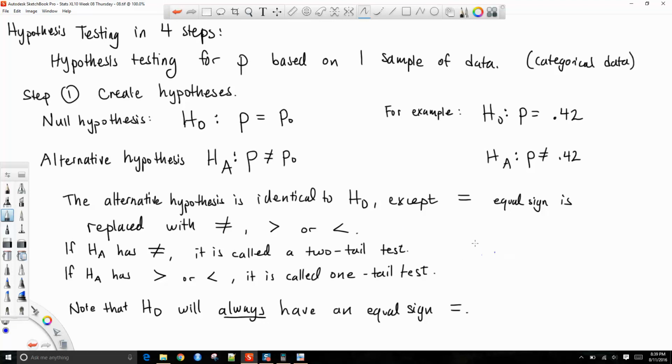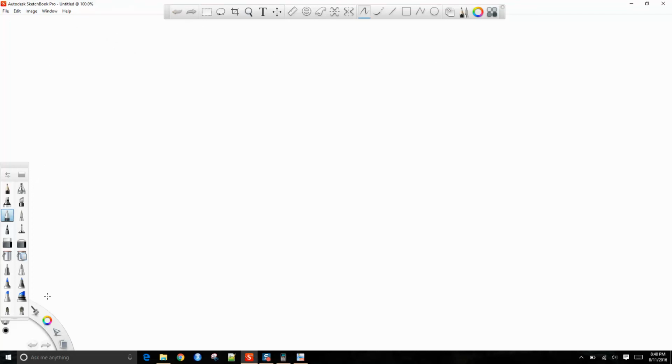Yeah. All right, and then your choice of not equal, greater than, or less than in the alternative, in HA, depends on the question. Okay, examples to follow. Okay, I'm going to flip.